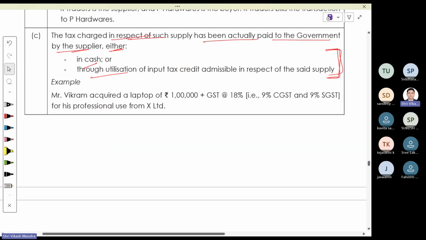Now, imagine a situation. Try to imagine a situation. Understand the situation. Mr. X supplying goods to Mr. Sandeep of rupees 1 lakh. On this 10,000 tax is there.